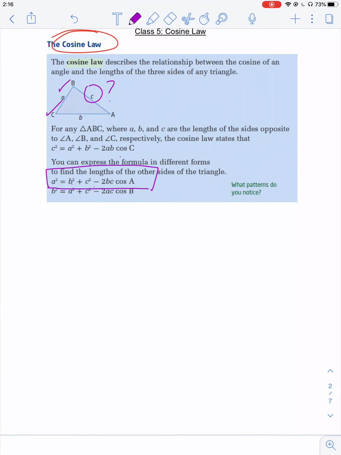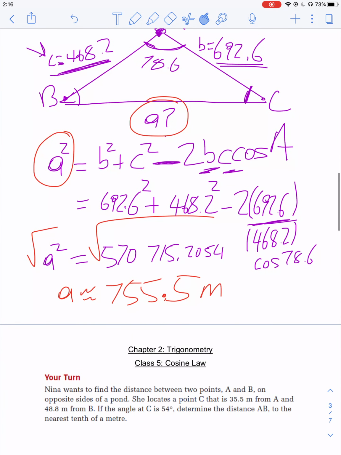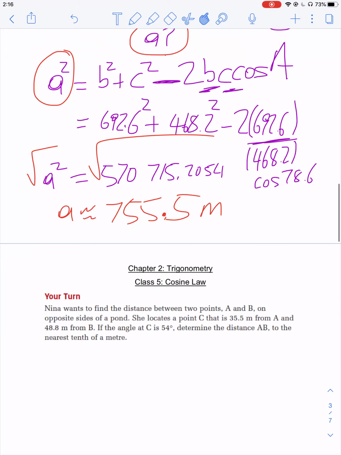If the picture is not given to you, then you can draw your picture in such a way that whatever you're looking for is C. Then you can set it up that way, but it's not too difficult, like I said, to remember the formula. So let's do the next one.